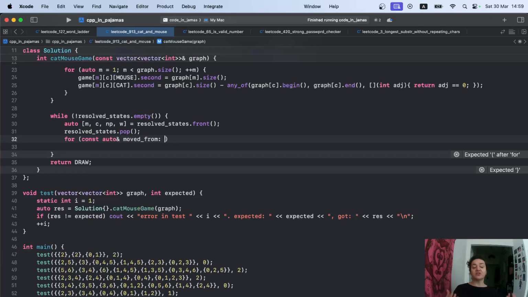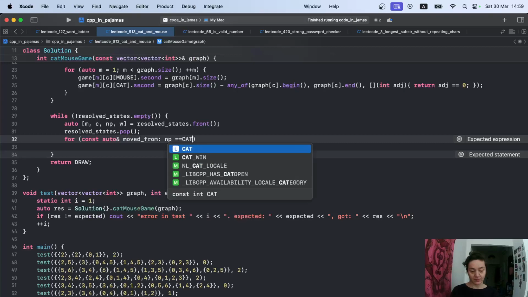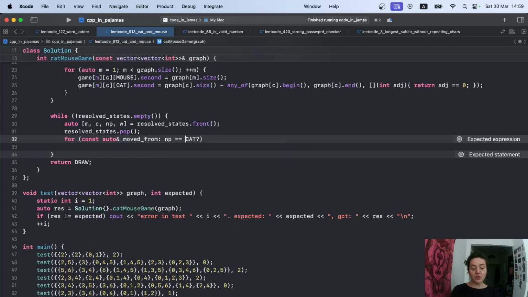So I just need to see who's the one who moved. If in the resolved state the next one to play is the cat, then the one who moved was the mouse. So I need all the adjacencies to where the mouse is now. So graph at index where the mouse is now. But if the next one to move is the mouse, then the cat moved. So I need all the adjacencies to where the cat is in the resolved state.